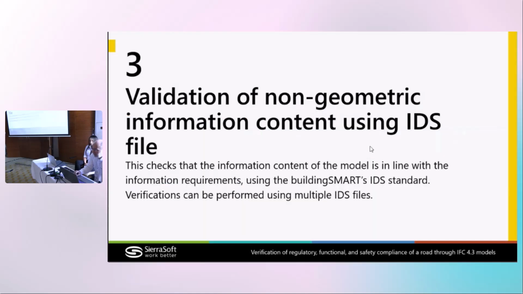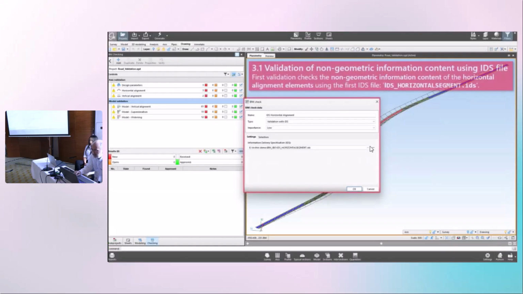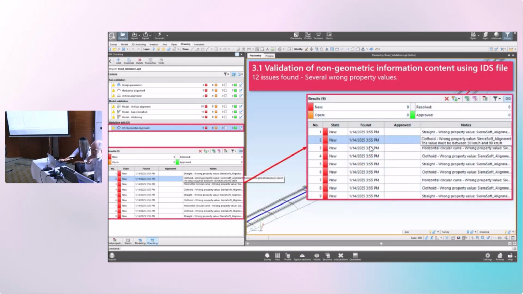The third category checks the validation of non-geometric information content using IDS files. And verification can be performed using multiple IDS files. Here we have 2 examples. The first validation checks the non-geometric information content of the horizontal alignment element using the first IDS file, IDS horizontal segment. And there are 12 issues. There are several wrong property values.